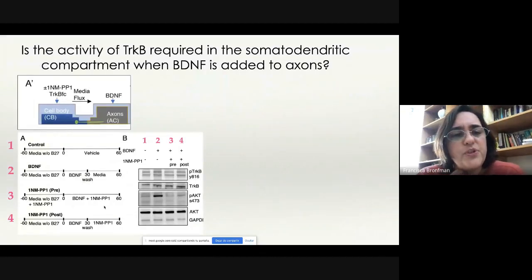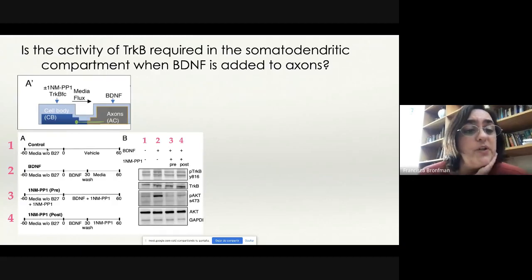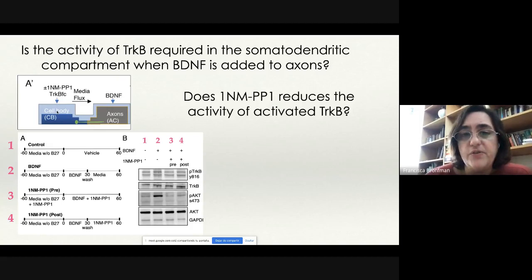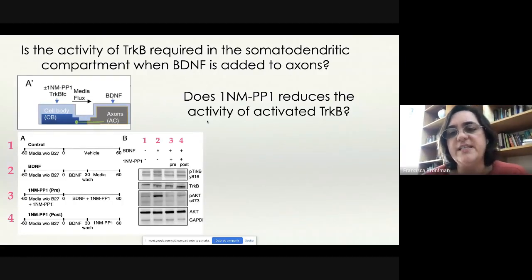To show that with a different experimental design, we use the knock-in mouse neurons that we have, which respond to the NMPP1 inhibitor. The experiment we wanted to do is to add BDNF in axons, activate TrkB in the axons, and reduce its activity upon arrival to the cell body. So what happens if we do that? But first, to know if this experiment was possible, we needed to know whether NMPP1 reduces the activity of TrkB once the receptor is activated.